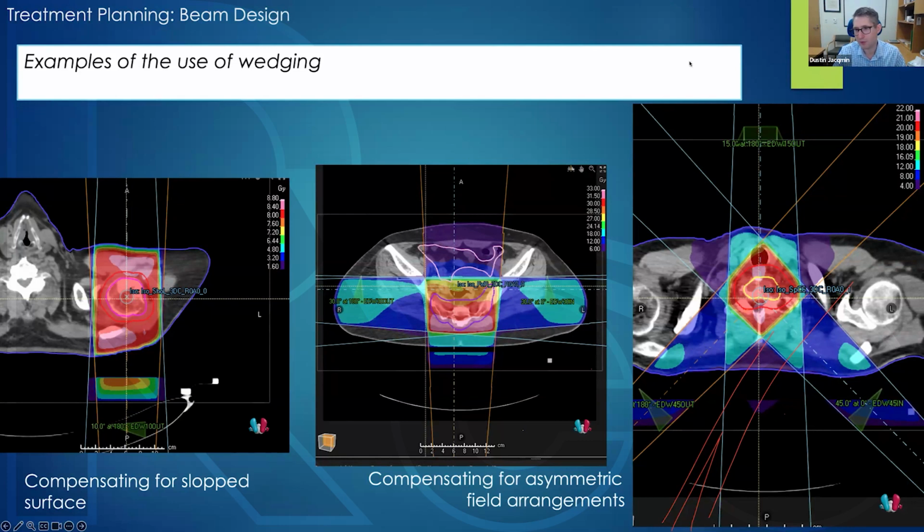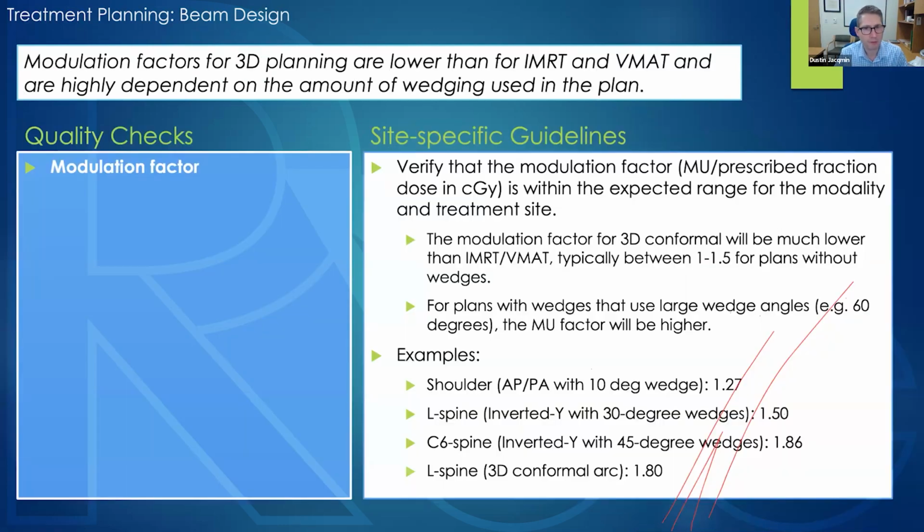And then again, this inverted Y field, you have to have some posterior wedges to make the dose distribution uniform. Otherwise, you'll end up with a hot spot here at the back. We've talked about modulation factors that are typical for radiotherapy for all the IMRT and VMAT techniques. For 3D conformal plans, the modulation factor, that is the ratio of monitor units to prescribed dose per fraction in centigray, is going to be lower because we don't have that modulation.